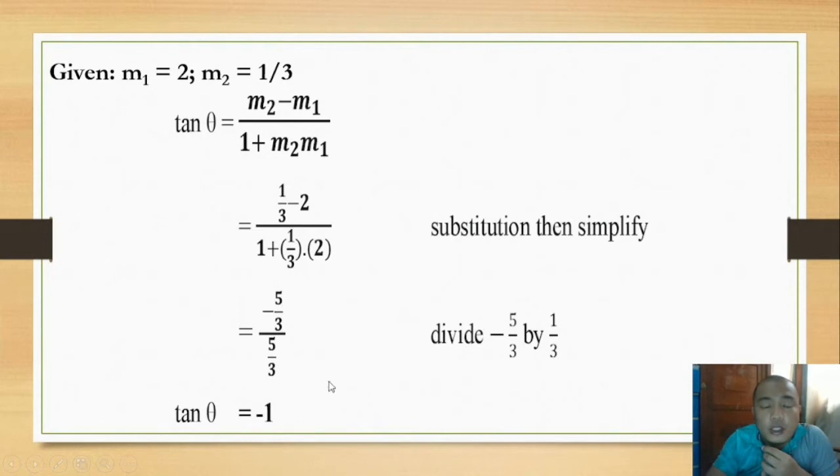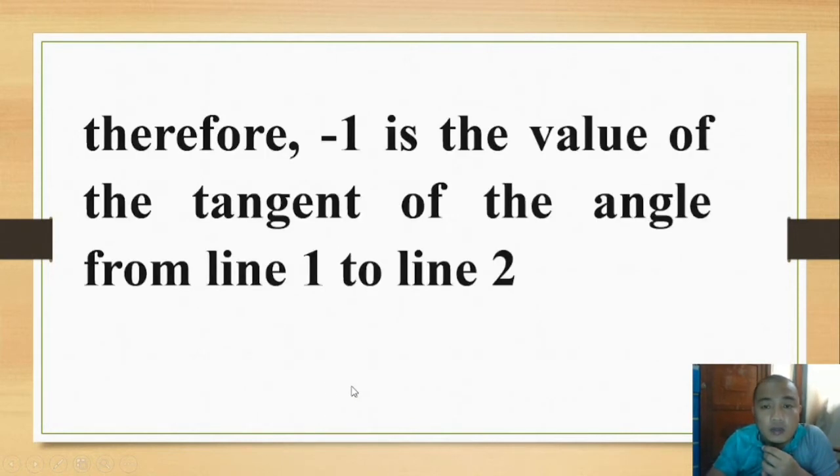So therefore the tangent of the angle from line 1 to line 2 is negative 1. Negative 1 is the value of the tangent of the angle from line 1 to line 2. Tangent of the angle only, this involves the measure of the angle. So let's proceed to the next.